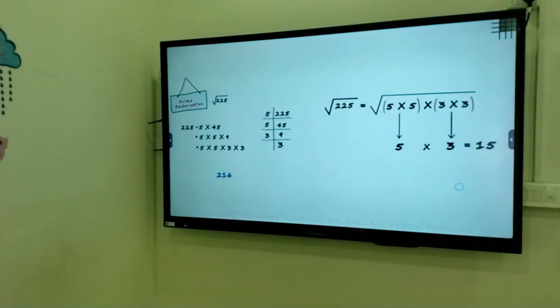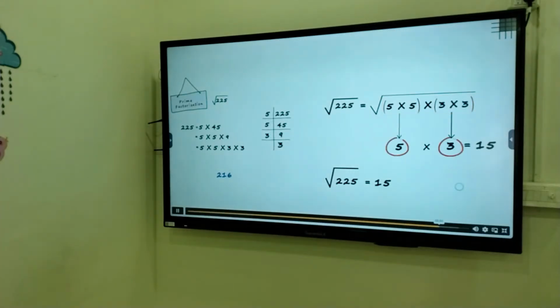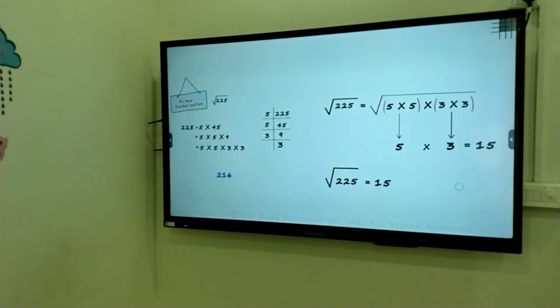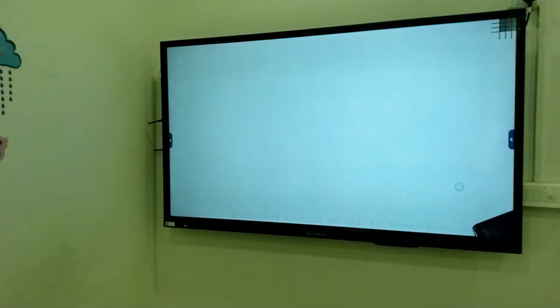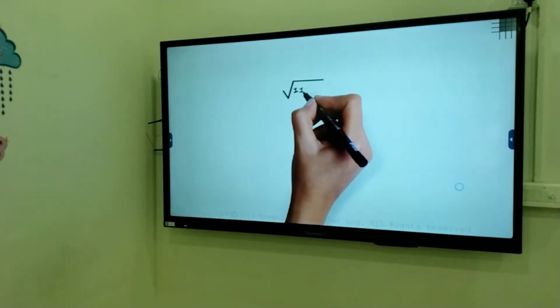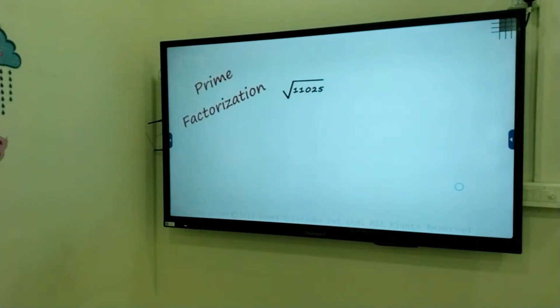At first, this seems long, but with practice, it gets very simple. Hence, we can say that the square root of 225 is 15. All we did is reduce the number to its prime factors, make pairs, choose one number from each pair, and multiply them. In the next part of this video, we will see how we can find the square root of 11,025 using this method.